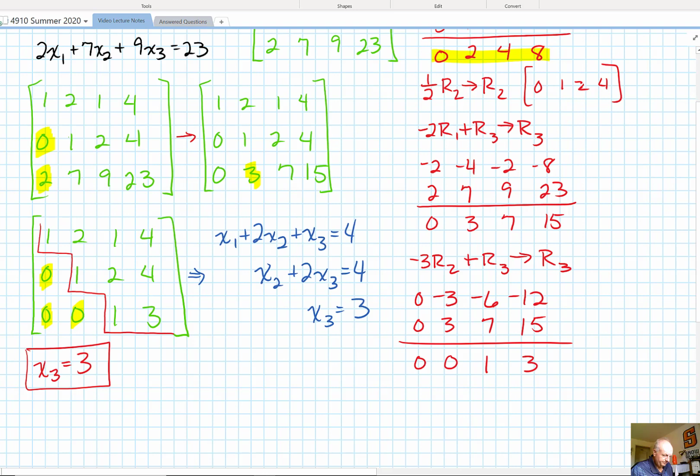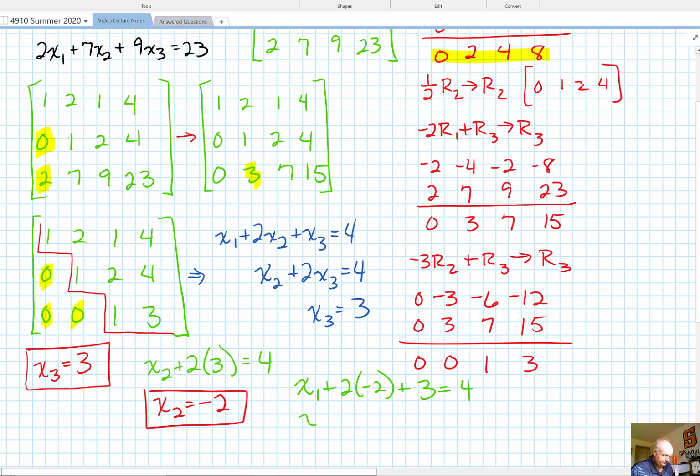And then we back substitute, just like we did before, right? So we come in here and we say, okay, x sub 2 plus 2 times x sub 3 equals 4. This looks to me like x sub 2 is going to equal negative 2. And back substitute into the top equation, x sub 1 plus 2 times x sub 2 plus x sub 3 equals 4, like that. x sub 1 is going to be, let's see, that's a minus 4 plus 3 is a minus 1, I think, 5. So 5, negative 2, 3 is our solution to that system.